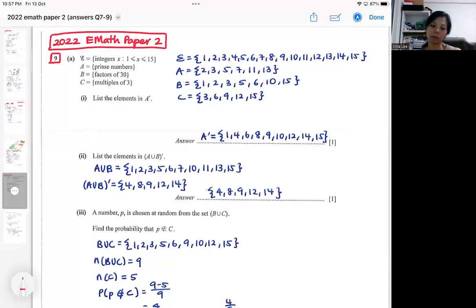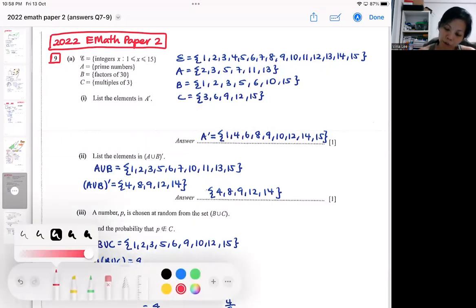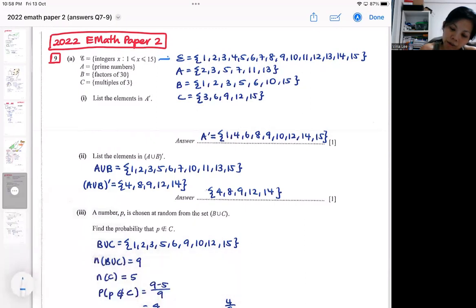This whole question is dealing with stats and probability. So for the first part, 9A, there's a bit of sets and probability inside. Okay, so the sets part I think is quite easy. So you make sure you write out the universal set.